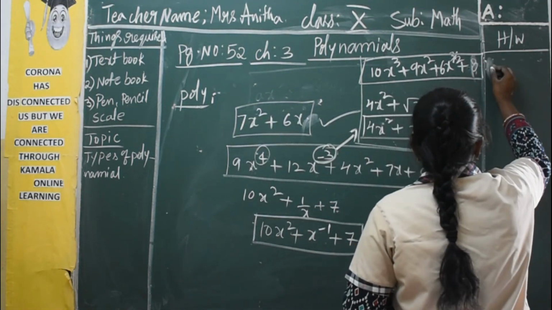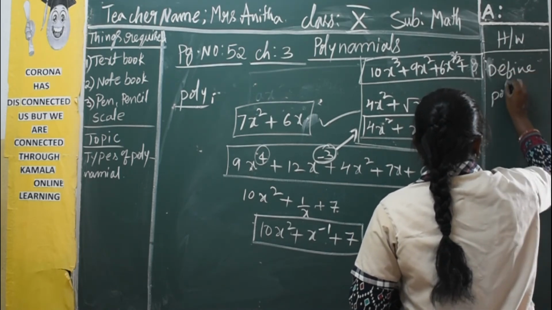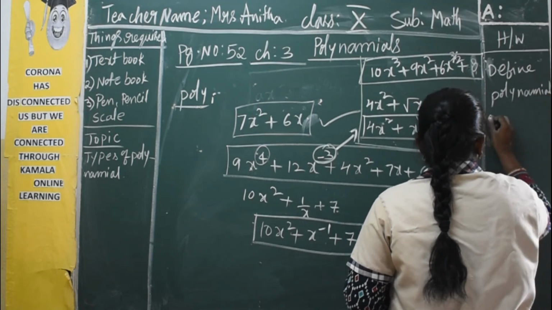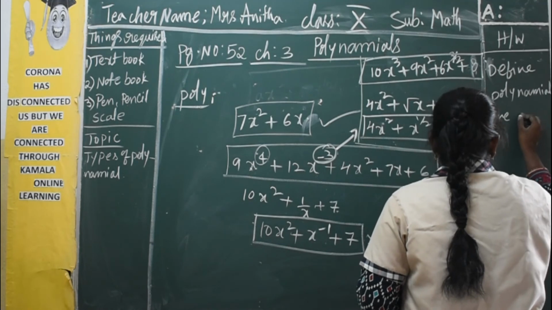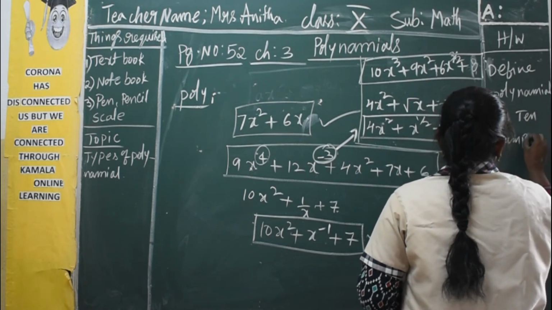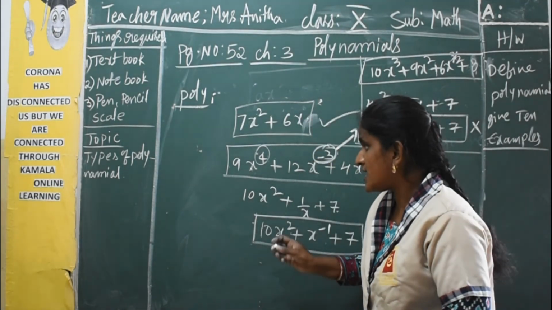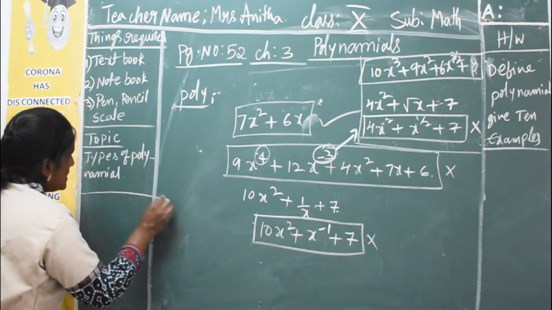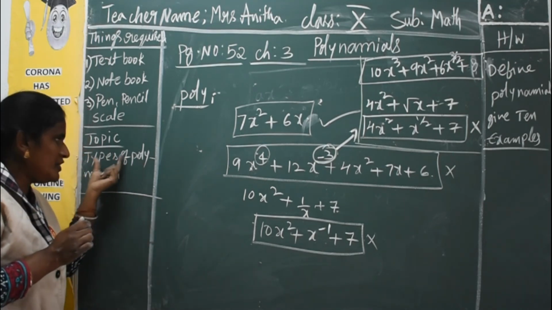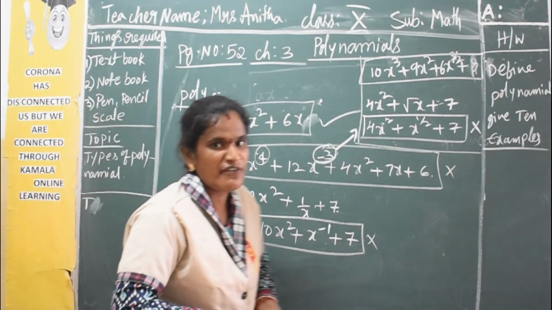Note down your homework. Define polynomial. Give 10 examples of polynomials. Okay, children? So next class we will discuss types of polynomials. Okay, children? So already we learned the definition of polynomial. Next class we will discuss types. Okay, thank you, children. We will meet in the next class.